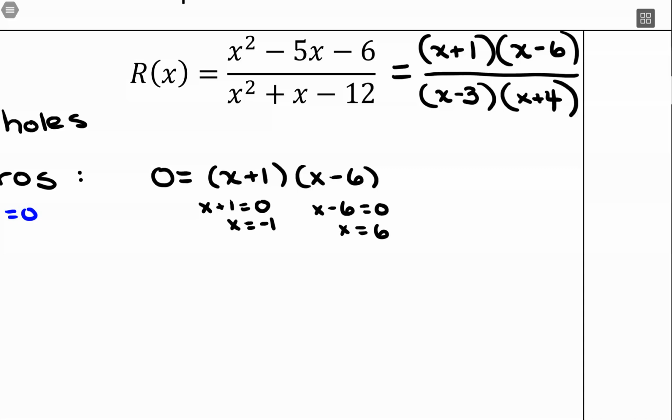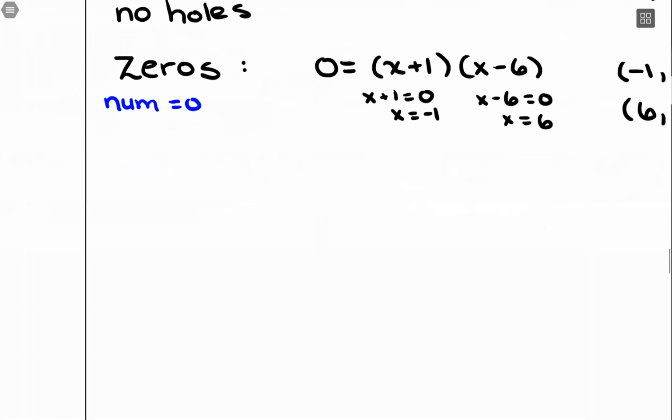So this gives us two coordinates. We have (-1, 0) and (+6, 0). So we have two coordinates that we could graph here. We could go on to our vertical asymptote now.